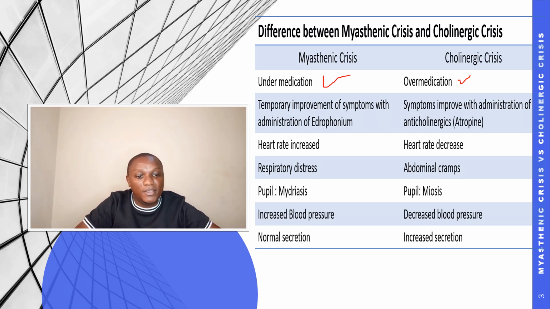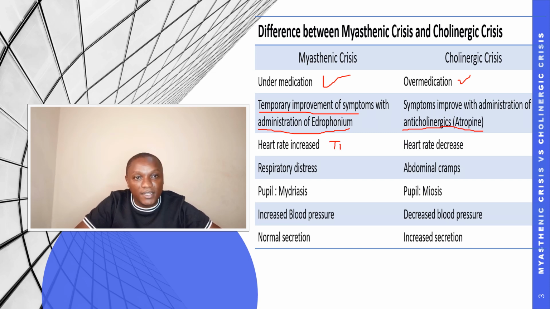The other thing about myasthenic crisis is that there is temporary improvement of symptoms with administration of edrophonium. Edrophonium is also called Tensilon, and we discussed it in the Tensilon test, whereby when you administer this medicine, it can lead to increased muscle strength. So in myasthenic crisis, muscle strength increases. In cholinergic crisis, the symptoms worsen with edrophonium, but they improve with administration of anticholinergic drugs such as atropine. Atropine sulfate is given as an antidote to anticholinesterase drugs such as neostigmine and pyridostigmine. So when you give atropine, the condition improves in cholinergic crisis.